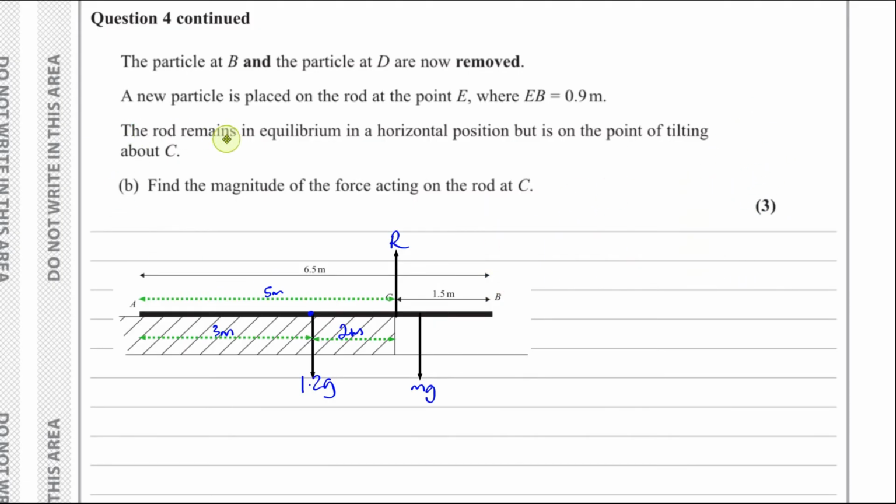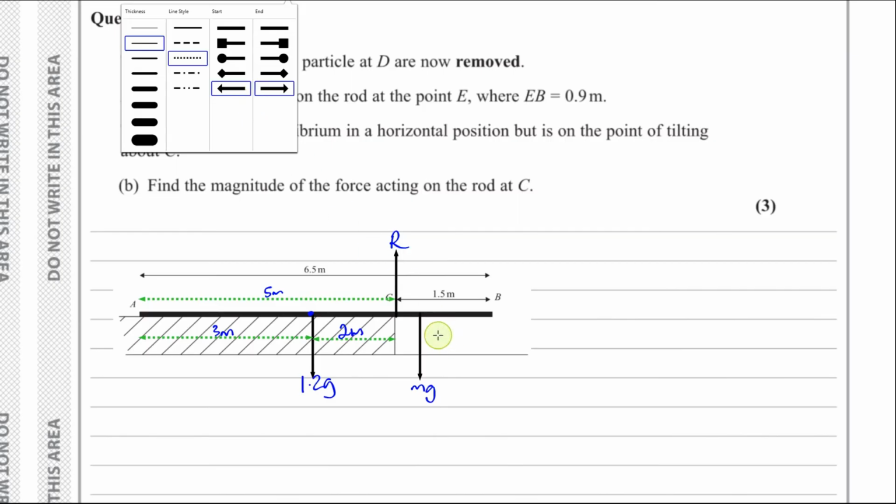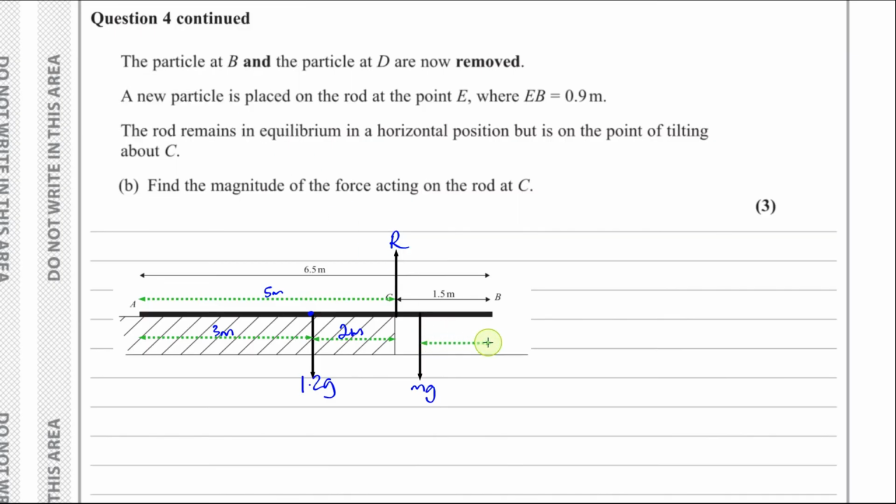All right, the rod remains in equilibrium in a horizontal position, but is on the point of tilting about C. So again, now it's on the point of tilting, but what's causing it to be on the point of tilting is the weight here. There's no weight here anymore. There's no weight here stopping it. It's just this weight here, which is stopping it from tilting. And this distance, as we just discussed, is 0.9 meters from the edge of the B. This is the point E.